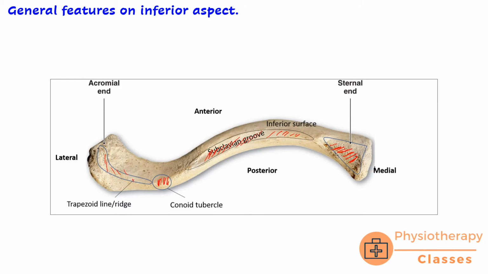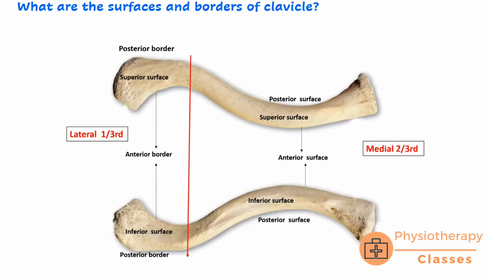This also is going to provide attachment to these two, right? The conoid tubercle and trapezoid line will provide attachment to a ligament known as coracoclavicular ligament, right? So let us now see the surfaces and borders of clavicle.